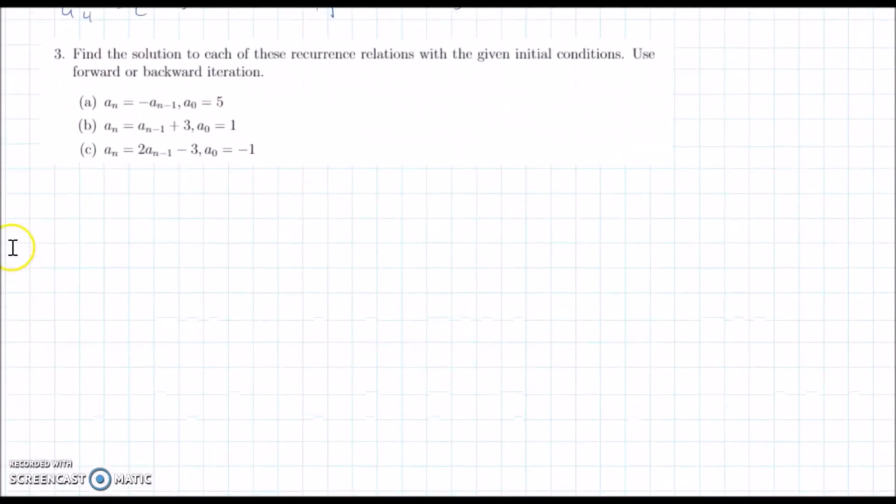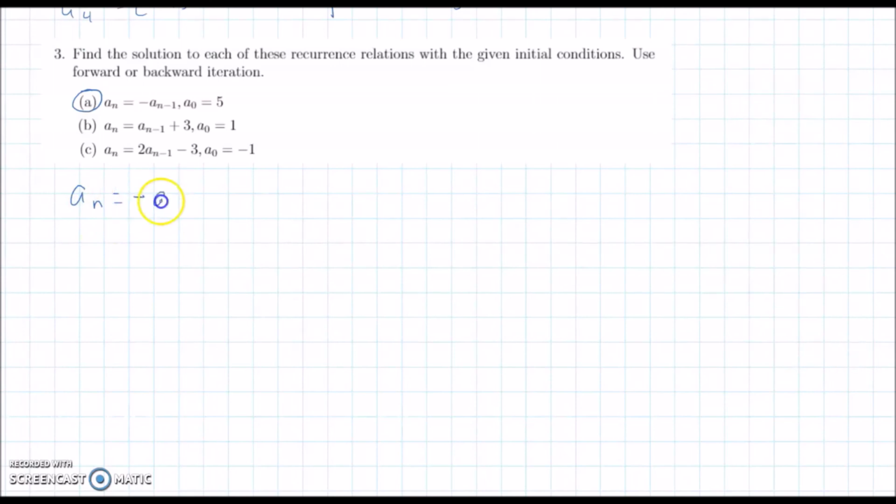Now, moving on to the next one. Let's find a solution to each of these recurrence relations using the given initial conditions. So I'm just going to do, I think, this first one. Okay, so here's how you go about doing this. And again, there are examples in the book and there are examples linked in the notes. But if I'm going to show that a_n equals negative a_{n-1}, where a_0 is 5, I want to find a solution. That is, I want to be able to write the recurrence relation as a sequence so that it doesn't refer back to itself.